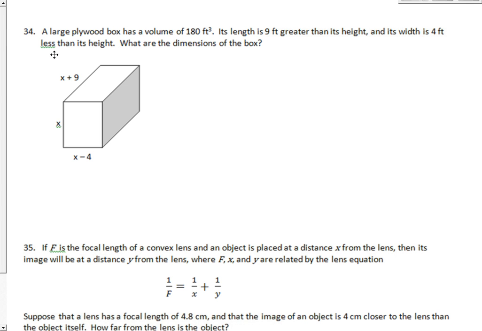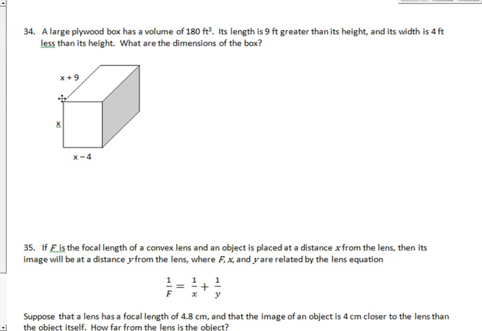Okay, finally, number 34 and 35 on the review for 1.3 to 1.5 test. We have a large plywood box that has a volume of 180 cubic feet. Its length is 9 feet greater than its height, x plus 9. The width is 4 feet less than its height. The height is x, so x minus 4.